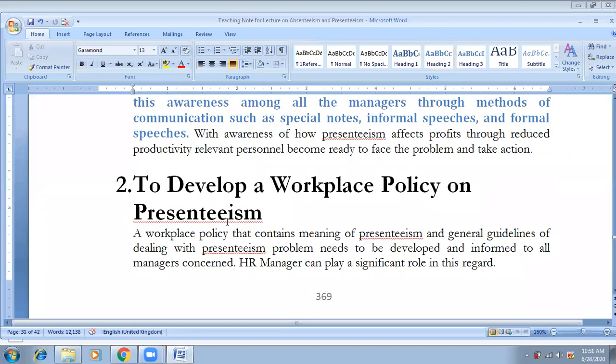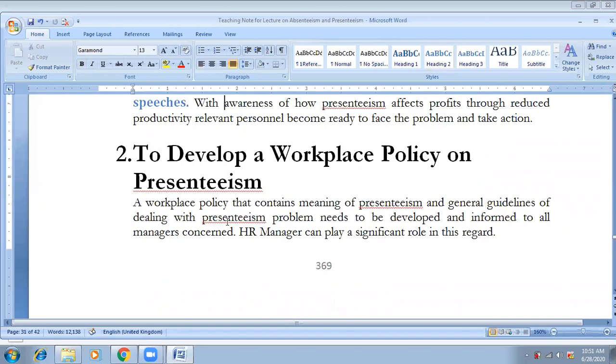Then the second intervention, to develop a workplace policy on presenteeism. So I'm thinking really, maybe my next, yes. As an assignment, maybe I can give an option for your assignment. You can develop a kind of system, HRM system, because this is advanced HRM. One option, you can do activities for a topic. Activities given by me on a certain topic.